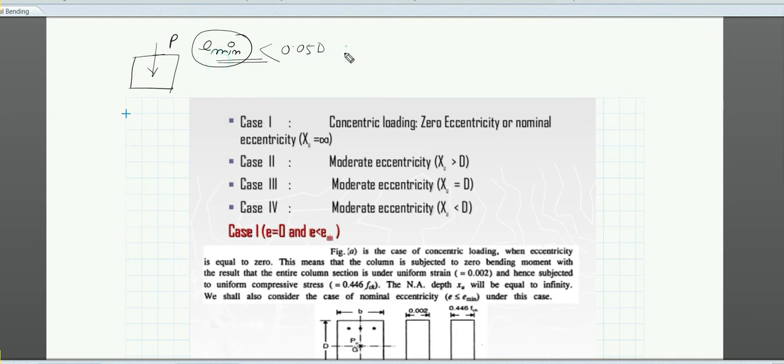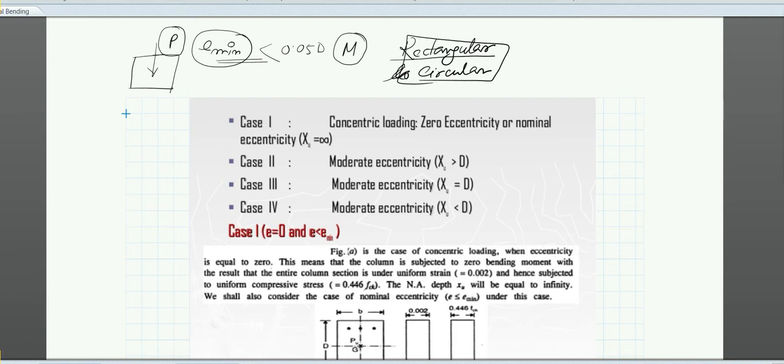So the moment that should be taken into account, if e minimum is more than 0.05 of the lateral dimension, that moment we have not considered so far. So all the problems that we have discussed are basically designing of a column using axial load only. No moment we have considered so far. We have discussed the rectangular short column and the circular column. These two we have discussed.